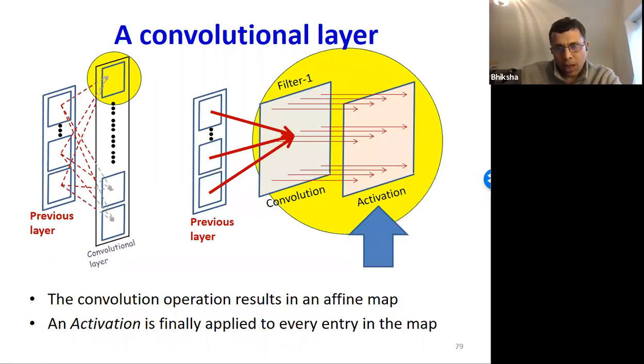And so the outcome of this convolution is an affine map. And for the actual output of the layer, we then apply an activation to every entry on this map to compute the output.